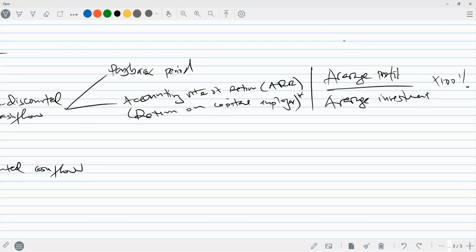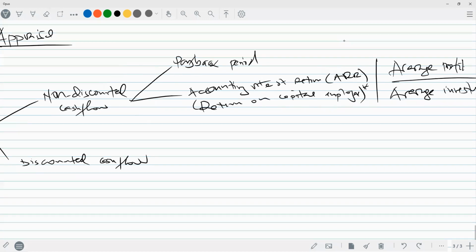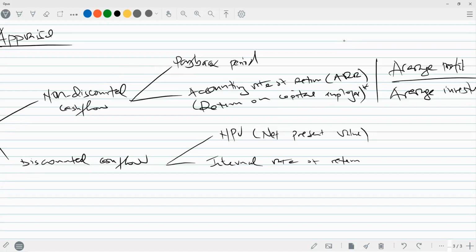In the case of the discounted cash flow techniques, we said we can use three methods. The first is the net present value, the NPV. We have the internal rate of return, the IRR, and we have the so-called discounted payback period.